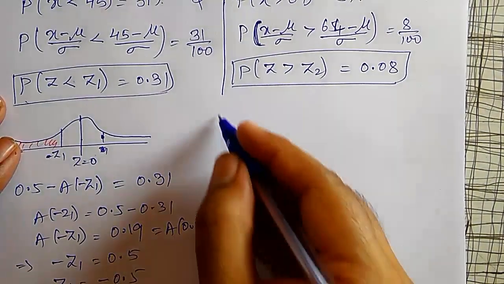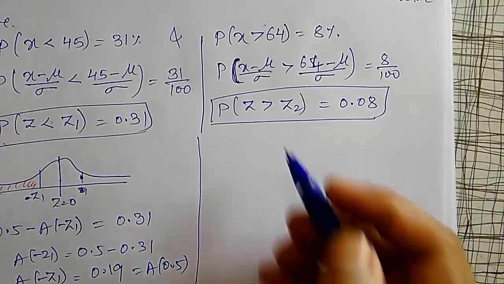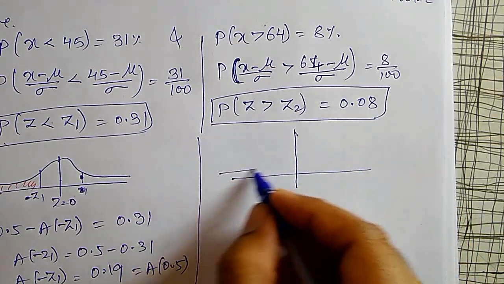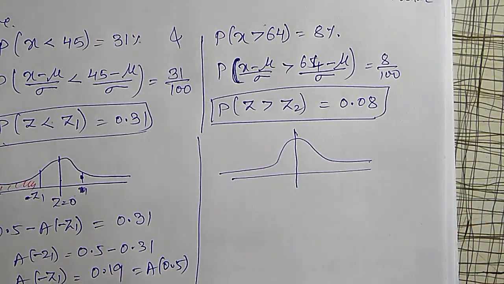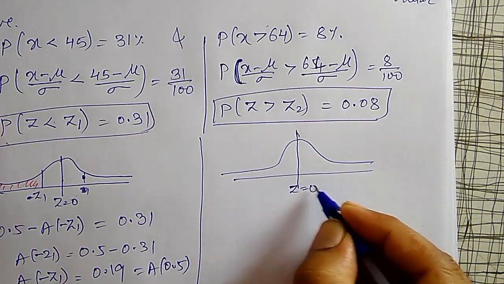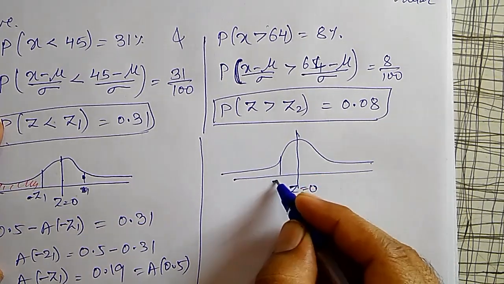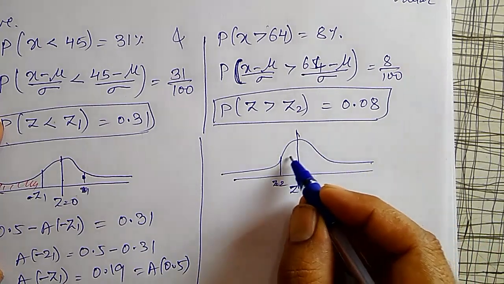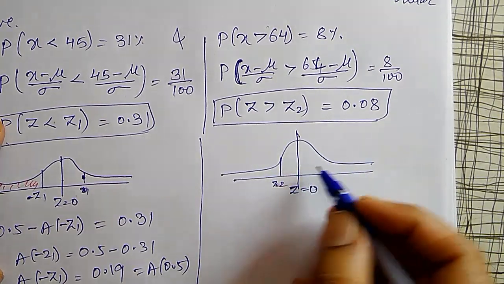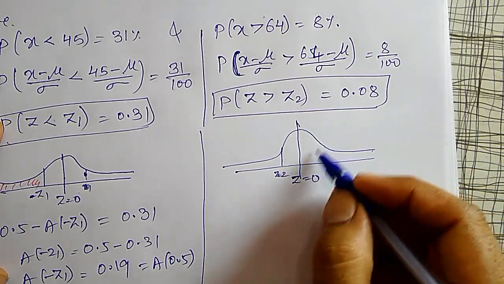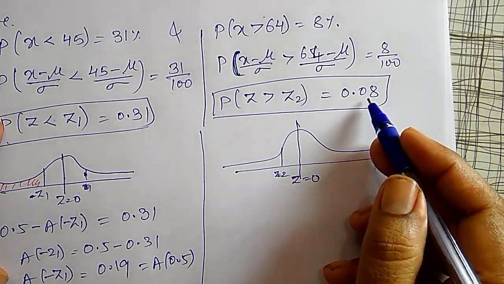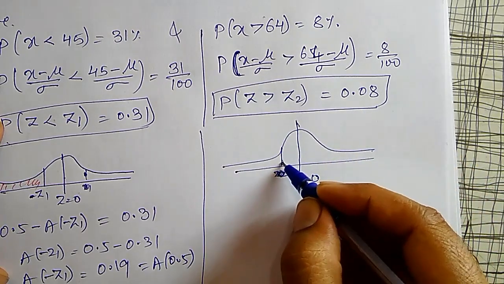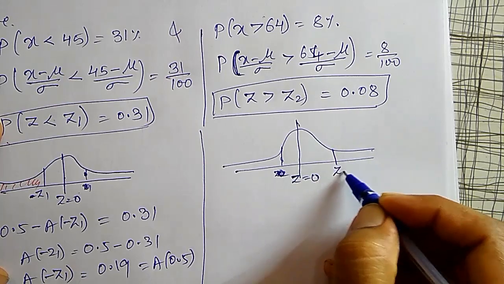Okay, the second equation is again Z greater than Z2. If I select Z as negative, then what happens? If I select Z2 here, then Z is greater than this one. Therefore, this area plus this area total must be equal to 0.08. But this area itself is 0.5, which is greater than 0.08, which is not possible if I am selecting on the negative side. Therefore, I must select Z2 on the positive side.